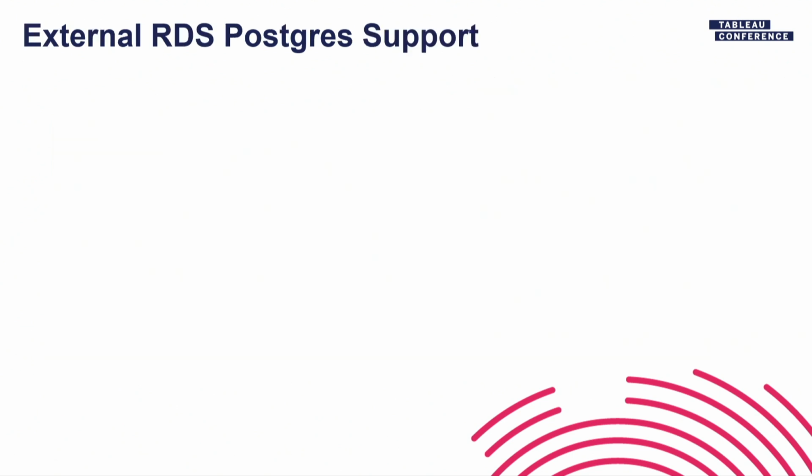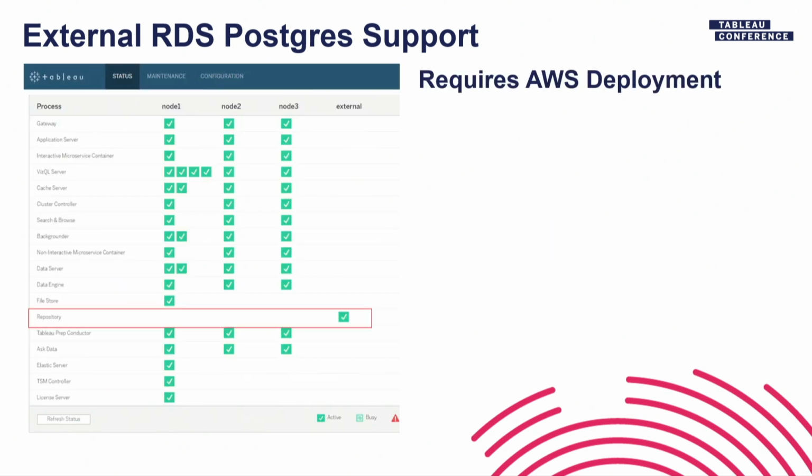Next, I want to talk about what we call external RDS Postgres support. So the screenshot here is not that exciting, but what I do want to call out here is if you have your Tableau server deployed in AWS, we now offer you the ability to use Amazon's RDS Postgres as opposed to the Postgres that is installed with your Tableau server deployment. So Tableau Server has always come with Postgres, and as a quick recap, Postgres stores lots and lots of information about your users, permissions, extract, refresh schedules, and it's largely a source of truth of your Tableau server.